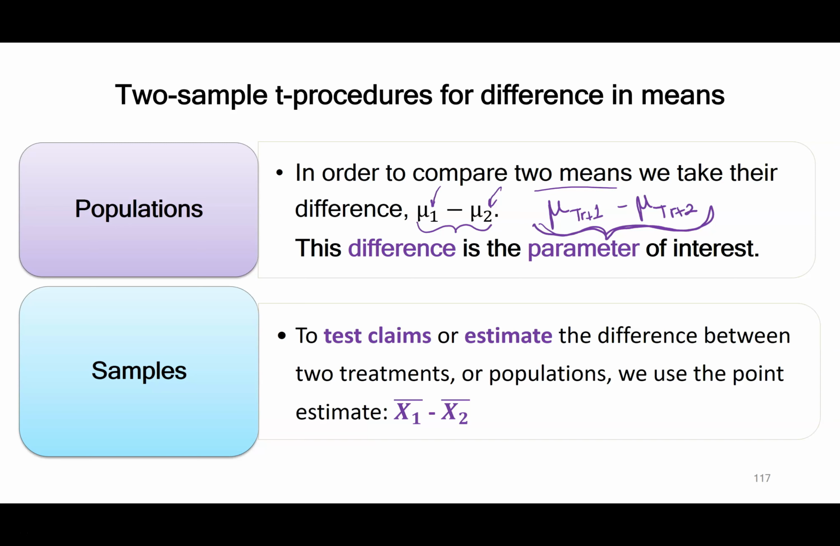Then when we deal with samples, we want to make a claim or estimate if we're going to use the sample versions. So if we don't know what mu1 minus mu2 is from the population, we're going to use the sample mean from sample 1 minus the sample mean from sample 2 as our point estimate. This is where we're going to start. If I want to find this right here, I'm going to use the difference in the sample means.